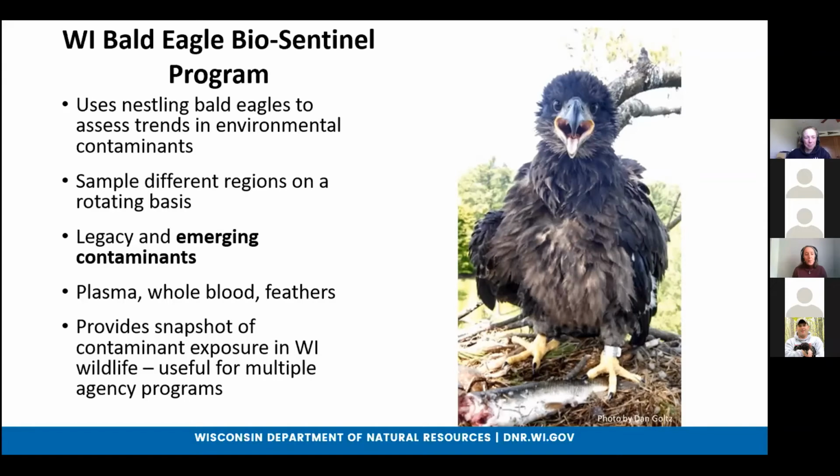A different population or a different region is sampled on a rotating basis, and we collect and analyze plasma, whole blood, and feathers for both legacy and emerging contaminants. The plasma is for all the organic contaminants, whole blood for metals, and feathers primarily for mercury. And what this project does is it provides a snapshot of contaminant exposure in Wisconsin wildlife, which can be useful for multiple agency programs.